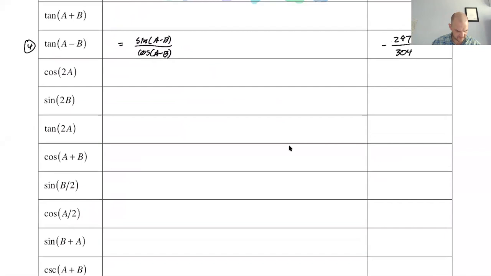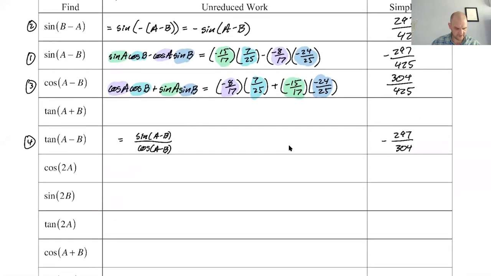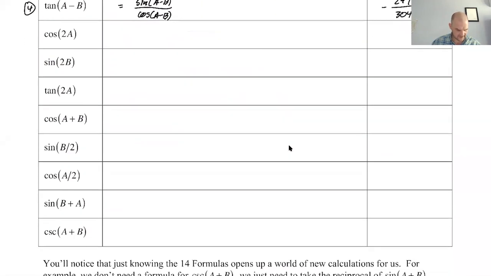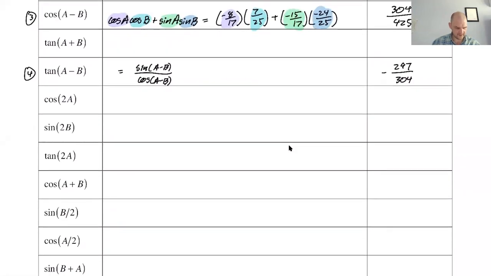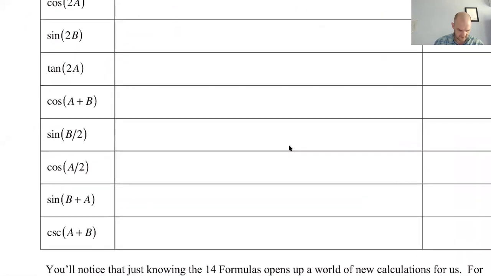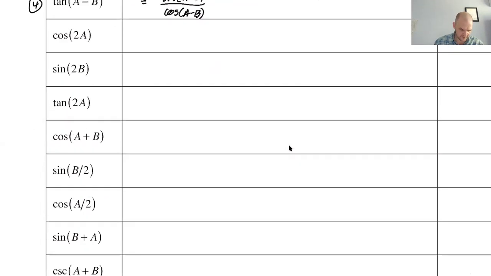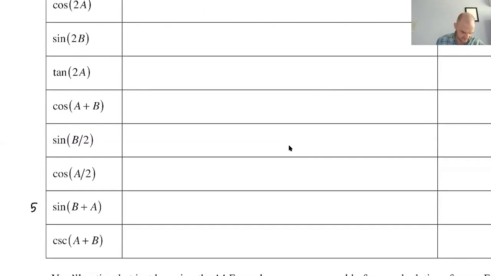So I need sine of A plus B. Well, I need sine of B plus A, cosine of A plus B, cosecant of A plus B, tangent of A plus B. All right, I know where I'm starting. The next one I'm going to do is I'm going to do this. So what am I up to, 5? I'm going to do this next.